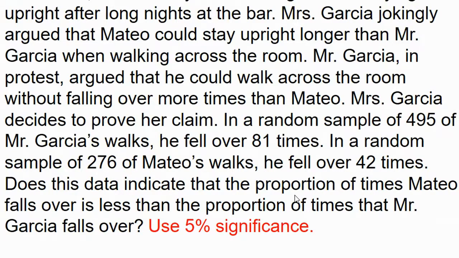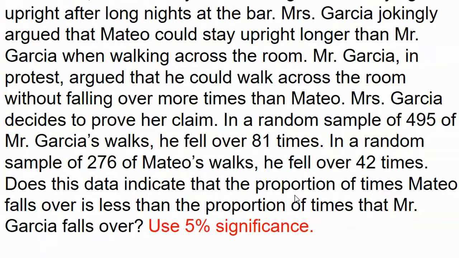In 2015, Mateo Garcia learned how to walk. That was true. His father, Mr. Garcia, has recently been having trouble staying upright after long nights at the bar. Okay, that's not true. But Mrs. Garcia jokingly argued that Mateo could stay upright longer than Mr. Garcia when walking across the room. So then Mr. Garcia protested that and argued that he could walk better, I guess. Let's get to the math.